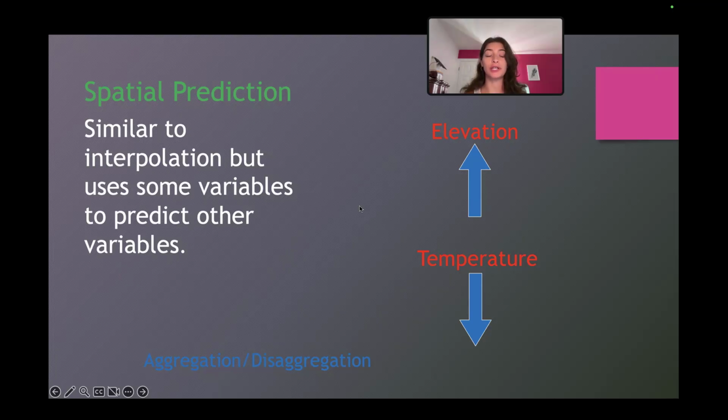When we do spatial prediction, this is similar to interpolation, but it uses some variables that actually predict other variables. An example of this is elevation and temperature. We know that as we go up in elevation, we typically go down in temperature, so we can predict that an increase in elevation will decrease temperatures.